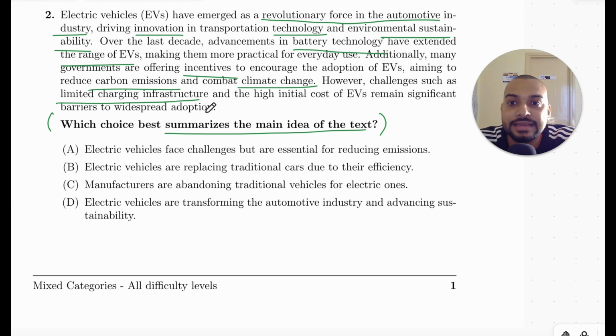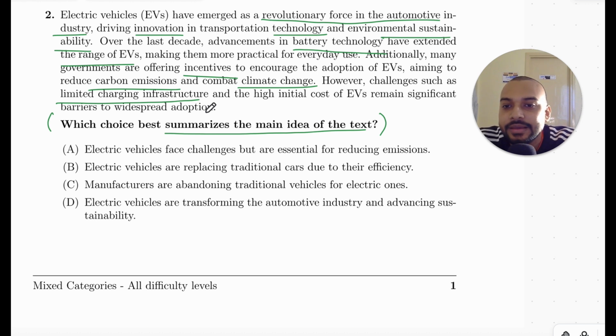Okay, so they've talked about a lot of stuff. First of all, they mentioned that the EVs are driving innovation and environmental sustainability. So first of all, we're focusing on the kind of impact, the kind of revolution they're bringing. Next is the improvement in battery technology. So that has extended the range of EVs. This is an intermediate point. It may or may not be covered in the options. Making them more practical for everyday use. So practicality in use, that's the next point. Third, government incentivization in order to fight carbon emissions and climate change. Another important point. Fourth point is about the challenges. Let's see which option covers most of them, in the most wholesome way.